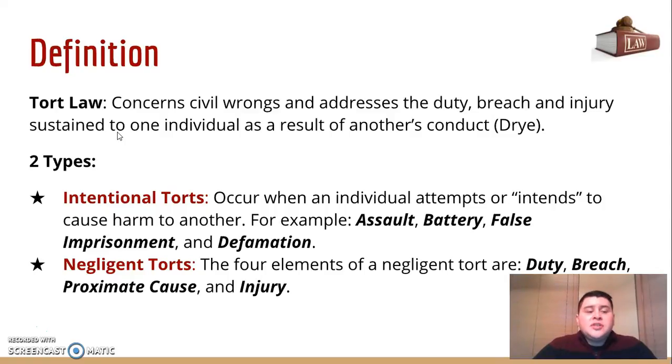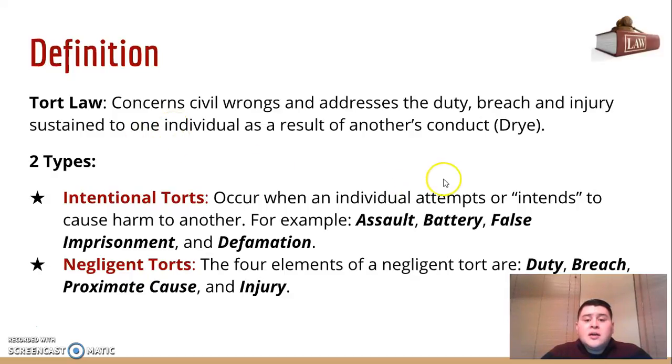Let's start out with the definition. First, tort laws concern civil wrongs and address the duty, breach, and injury sustained by one individual as a result of another's conduct. Okay, there are two types of tort laws. There's intentional torts and there's negligent torts.